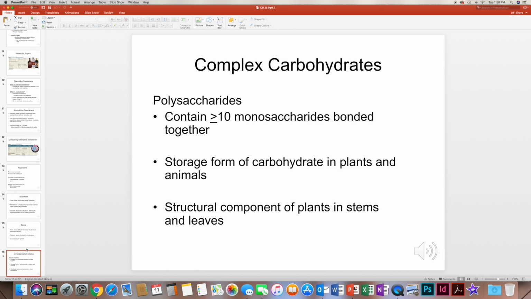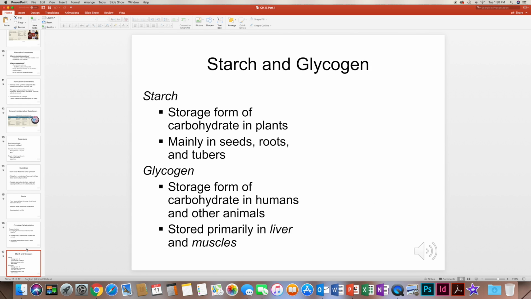Complex carbohydrates include polysaccharides. They have greater than 10 monosaccharides that are bonded together via chemical bonds. And this is the storage form of carbohydrates in plants and animals. So it comes in two forms, starch and glycogen. Starch is the storage form of carbohydrates in plants. You find it in the roots and the seeds. And glycogen is the storage form of carbohydrates in humans. We store glycogen in the liver and the muscles.